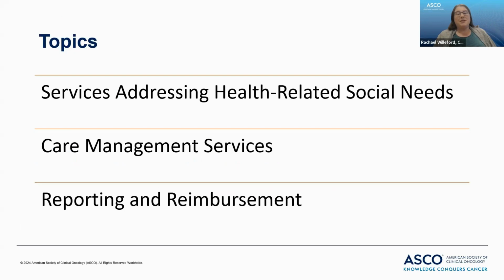So our topics today in our discussion will first involve the code family that CMS has defined as services addressing health-related social needs. More frequently, we see these codes referred to as patient navigation codes or social determinants of health codes. Additionally, we will also cover the care management services family of codes. And finally, we will talk about reporting these codes and how these are reimbursed.